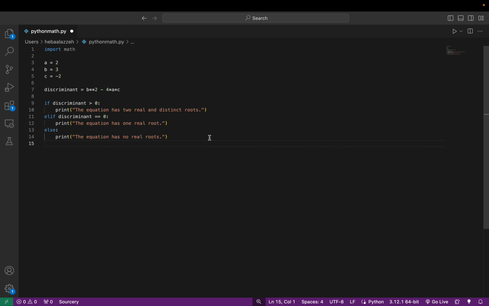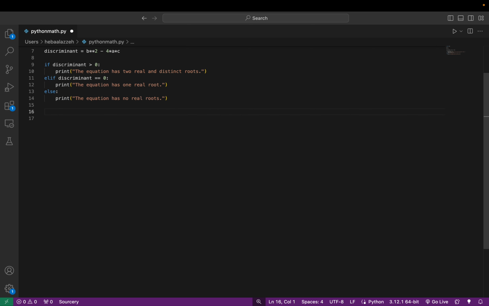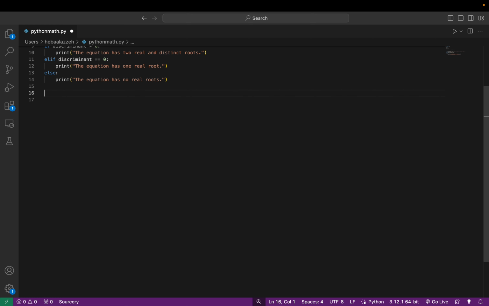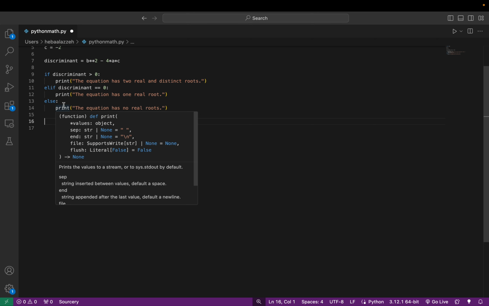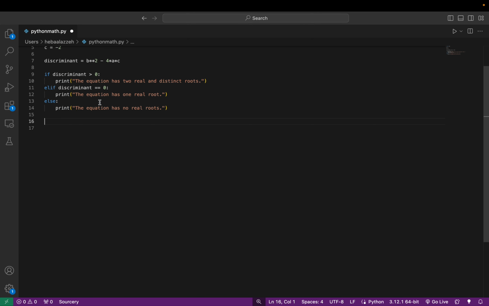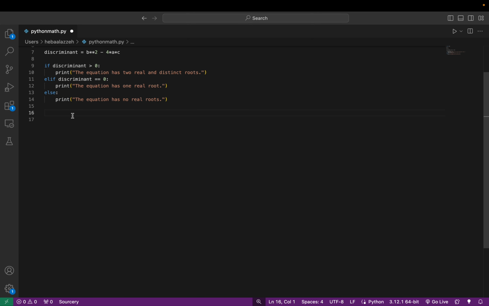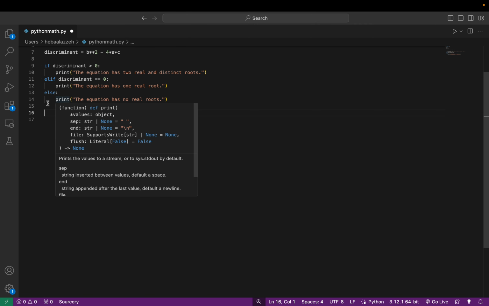All right, so if the discriminant is positive, we have 2 distinct roots. If it's 0, there is 1 real root. And if there is neither, if it's negative, there are no real roots. Next, we can calculate the roots using the quadratic formula, which is x equals negative b plus or minus the square root of b squared minus 4ac all over 2a.